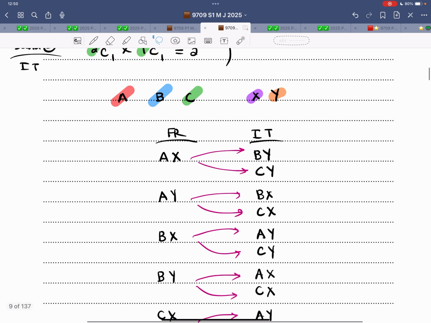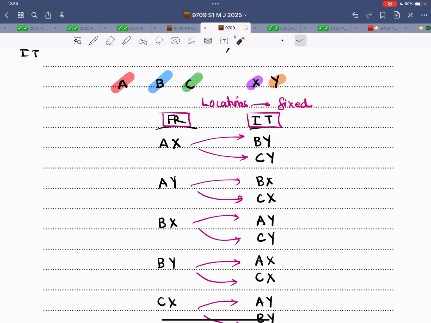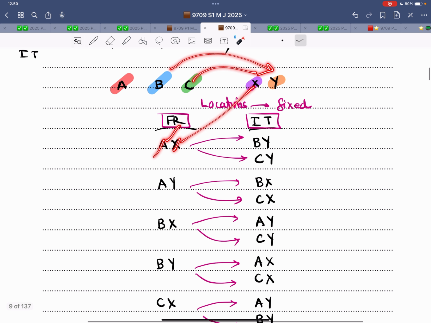Now, France and Italy. So this is France, and this is Italy. The locations, countries, they are fixed. So now let's create the first band. Let me take A from here. Let me take X from here. So A is selected, X is selected. That means the second band would be about BY or CY. BY or CY. Got it?